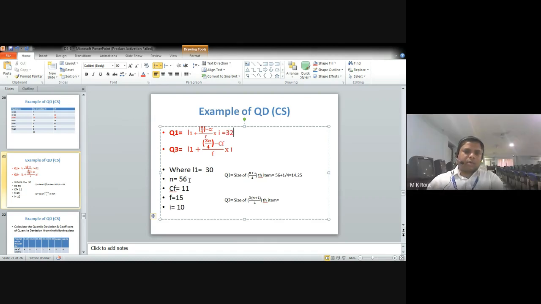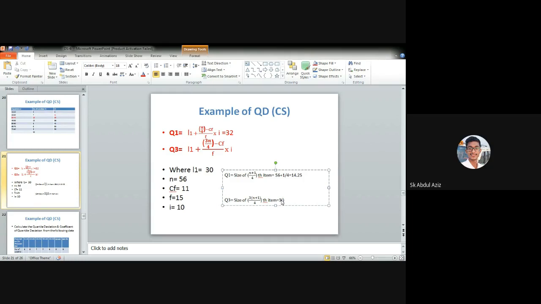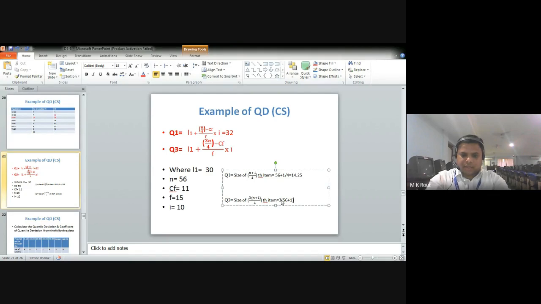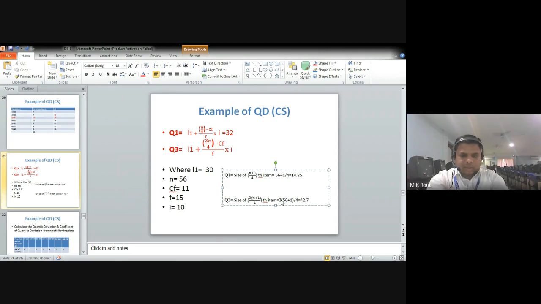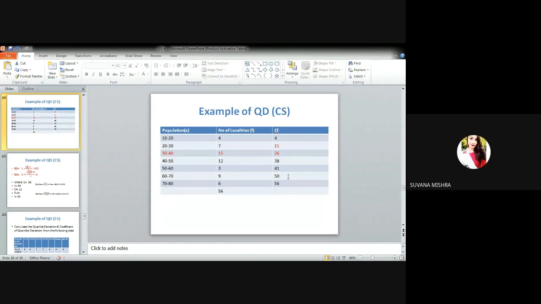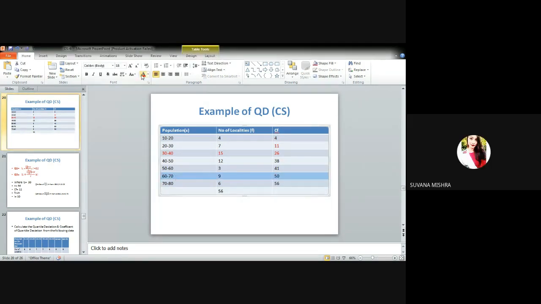Similarly, if you calculate the Q3 size, it means 3 into 56 plus 1, the whole divided by 4. That equals 42.75. 42.75 lies in between which interval? 60 to 70. What is the L1 value here? L1 value is 60.